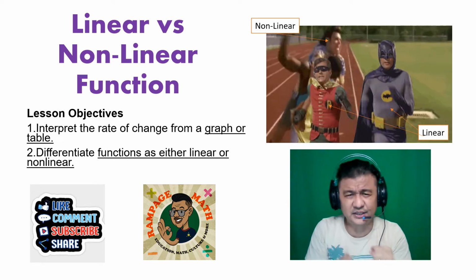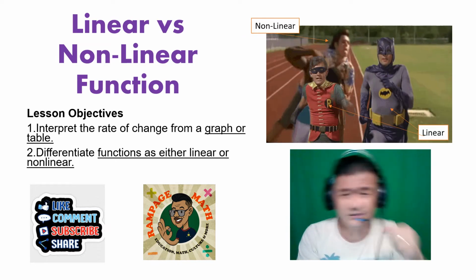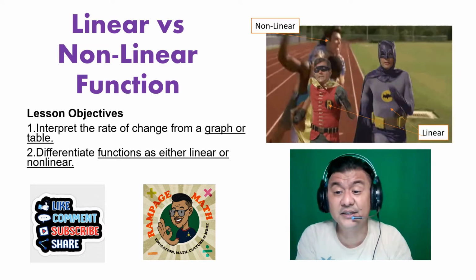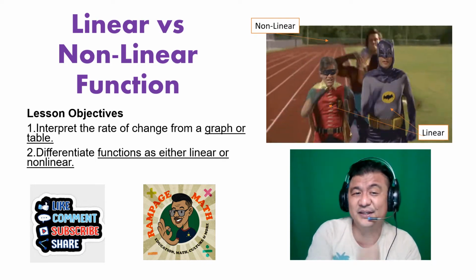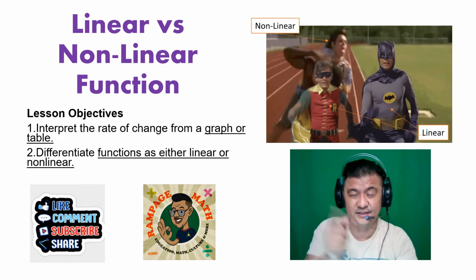They're running in a straight line. So that's running linear. But the other guy at the back, he's all over the place. He's running non-linear, all right? So today we're going to study linear versus non-linear. Ready? Here we go.